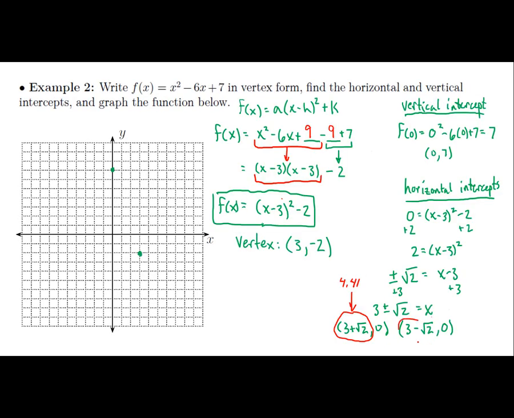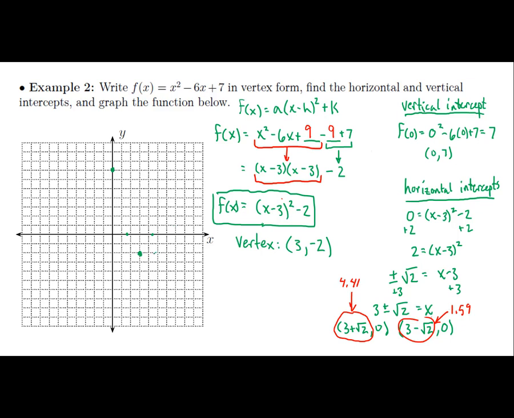And do the same thing with 3 minus root 2, and we should get 1.59. So that gives me an idea of where to place these. So I go to 4.41, puts me right about there. I go to 1.59, that puts me right about there.